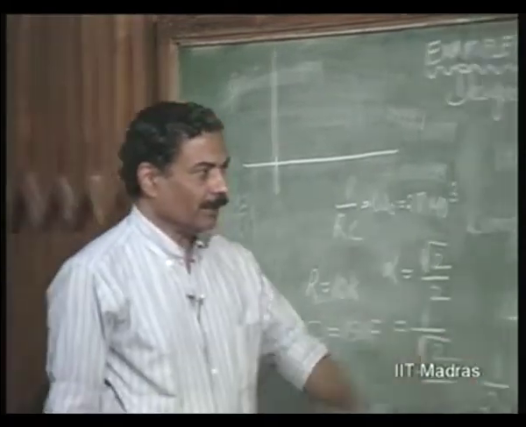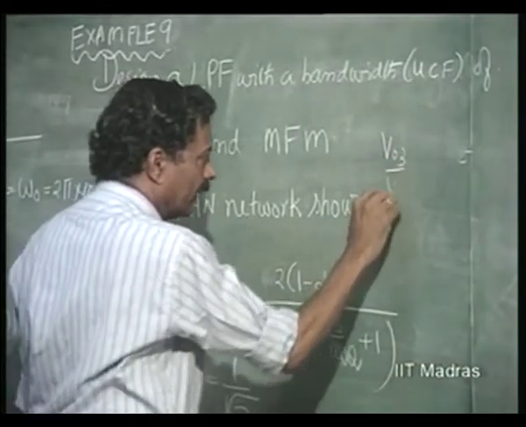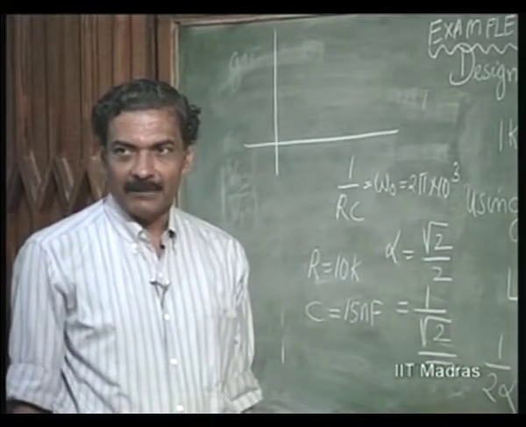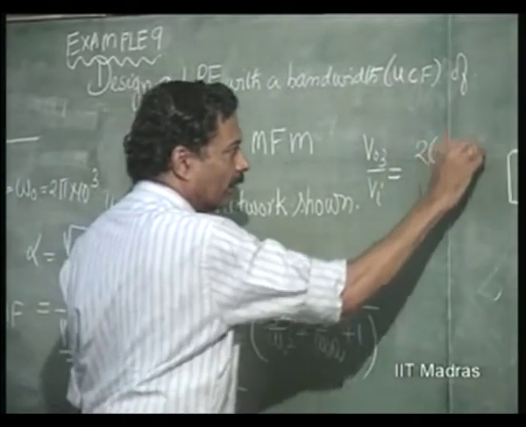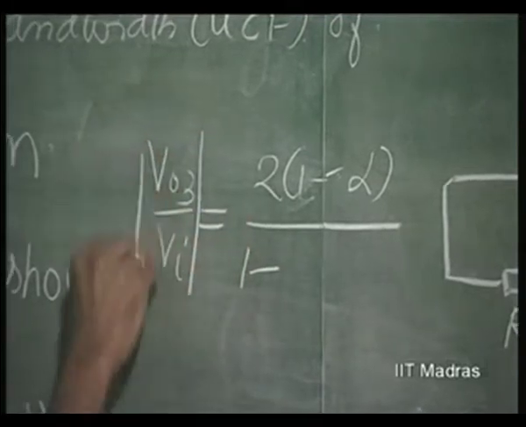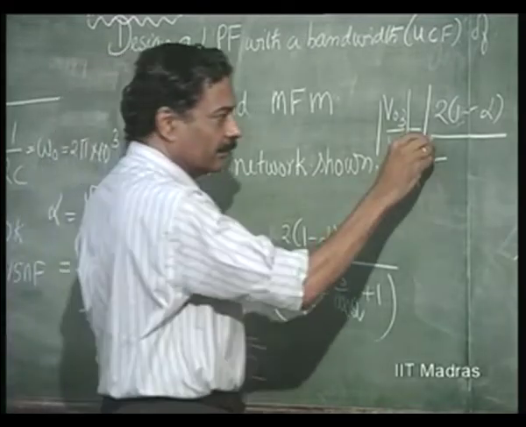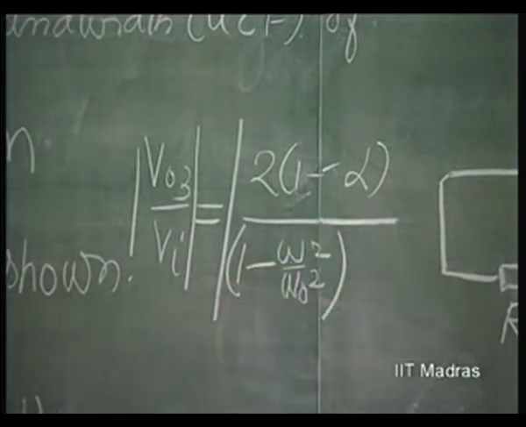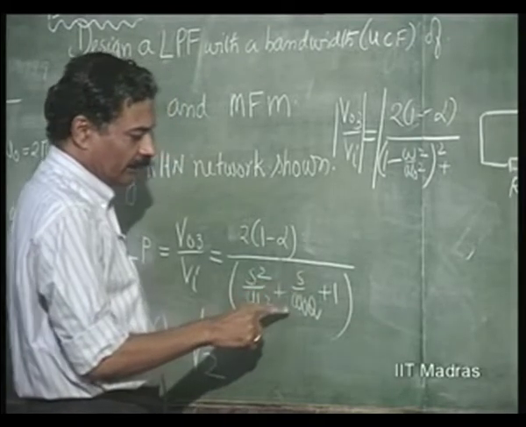Let us actually plot, this is for information. Let us get V naught 3 by V I, because we have not proven anything here that it is maximally flat. I will show you that it is maximally flat. This is 2 into 1 minus alpha divided by 1 minus, okay, magnitude of this is same as magnitude of this. You put S is equal to j omega here, 1 minus omega by omega naught squared, okay, this whole square plus this becomes omega by omega naught q.